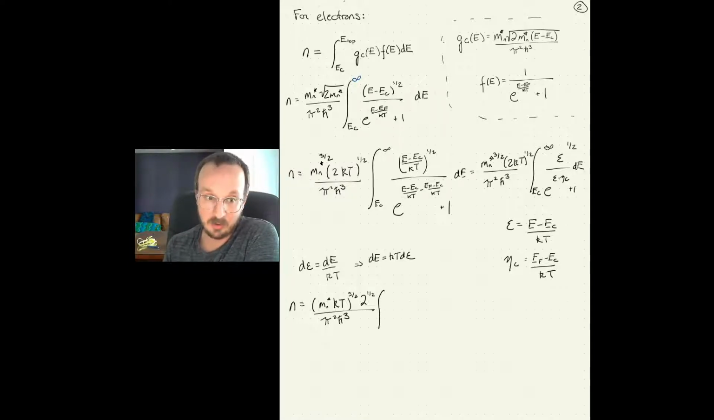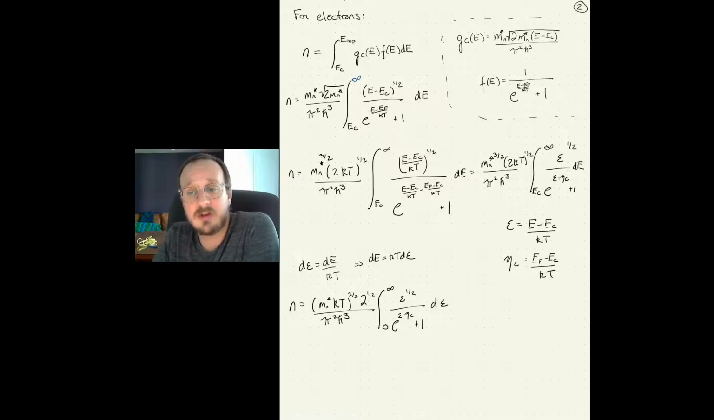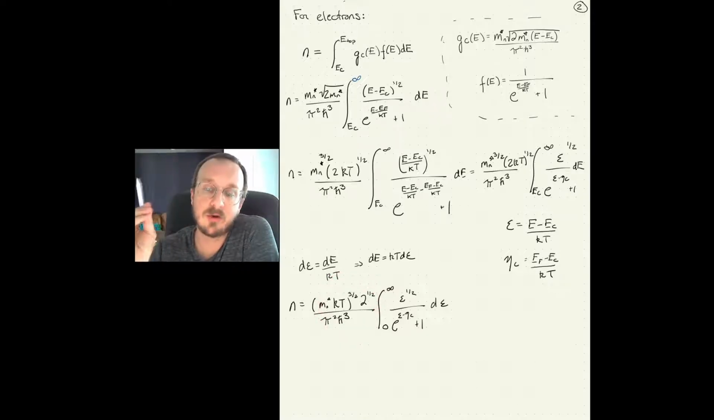And now we have the integral. Now, if we integrate from EC to infinity over E, this will be the same as integrating from 0 to infinity in epsilon, okay? So epsilon to the 1/2 divided by e to the epsilon minus eta C plus 1 d epsilon. Now we're going to do another really strange thing, and that's going to be rewriting this prefactor. So we're not going to do anything, but we want to pull out a term. We want to pull out a 2 over square root of pi, because this is going to help us to define something on the next page. So let's pull out a 2 over square root of pi.